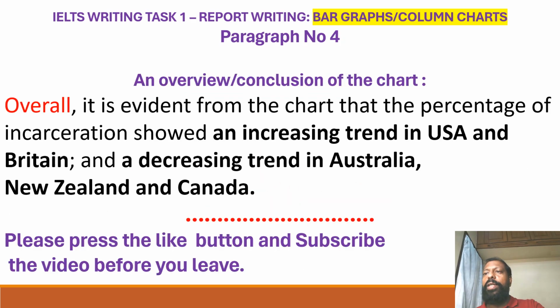Now let's think about a conclusion. Look at the way it is written. Overall, it is evident from the chart that the percentage of incarceration, meaning imprisonment, showed an increasing trend in USA and Britain and a decreasing trend in Australia, New Zealand, and Canada. So how it is written is very simple. Remember, once you are capable of identifying the trends, you just write about those trends as an overview. That's quite enough for this report writing.